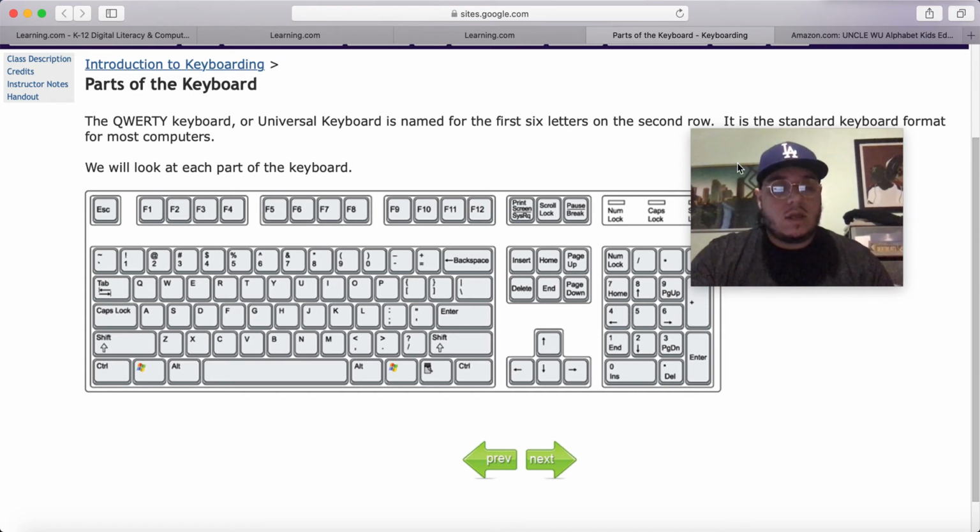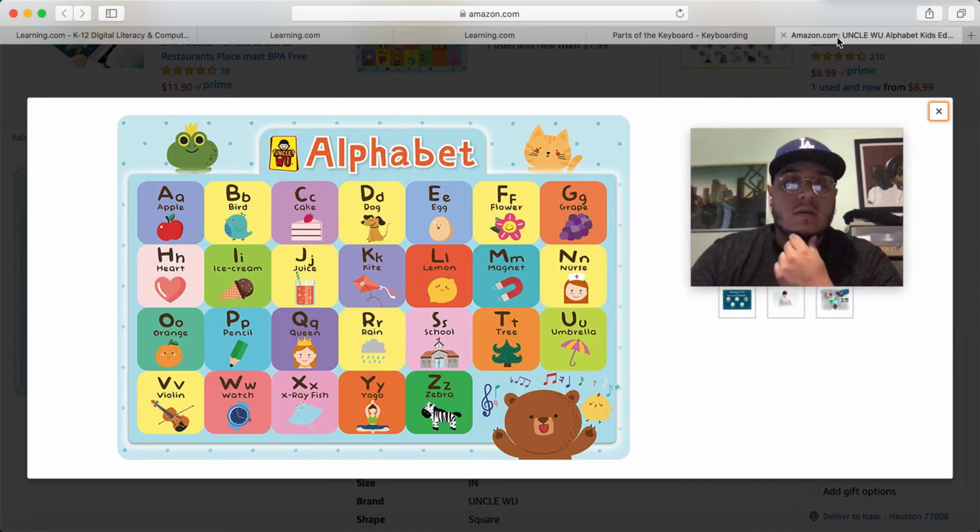So look down at your keyboard. What do you see? I'm looking down at mine. You see a bunch of letters, right? You see some numbers. You see some punctuation marks. Right now we are just going to focus on 5 letters.